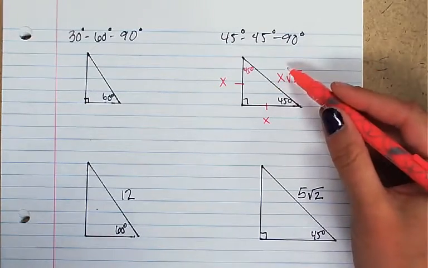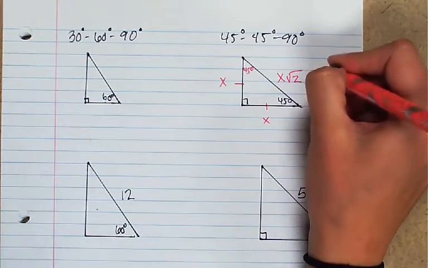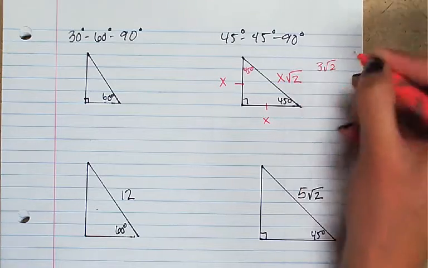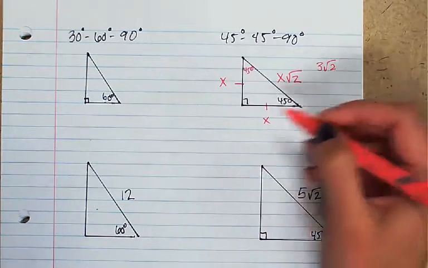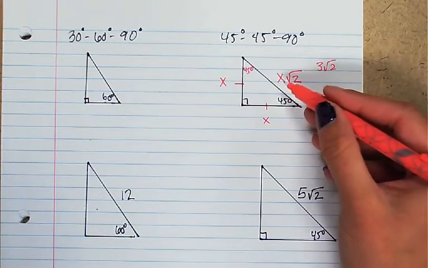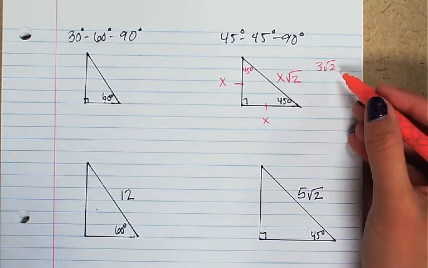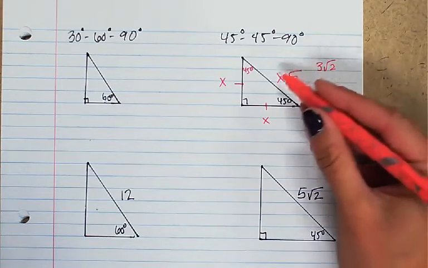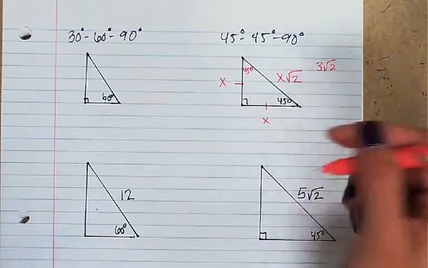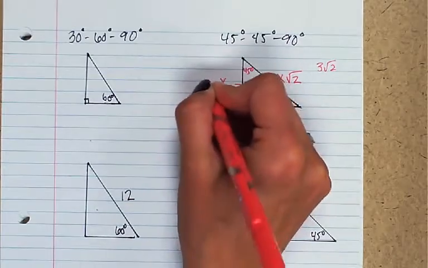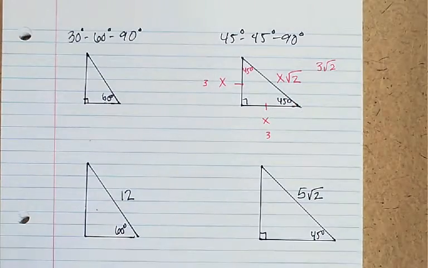Similarly, if I knew that this was, let's say, 3 root 2, and I wanted to figure out what the two x's were here, well, if it's x times the square root of 2, and this is 3 times the square root of 2, that means the x is just 3. So I would just pull that root 2 off, and these two side lengths would be 3 and 3.